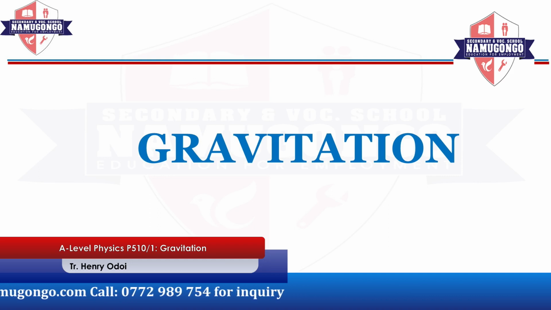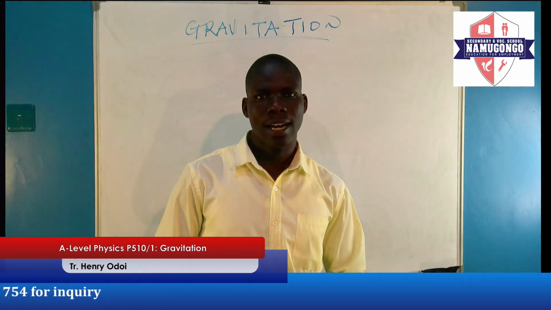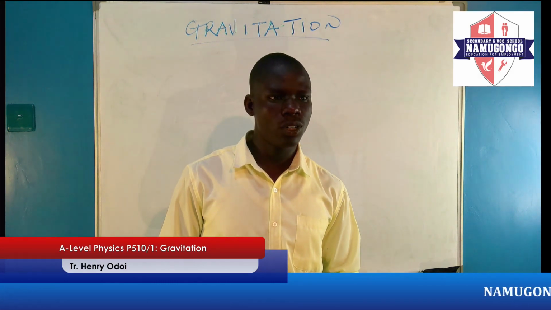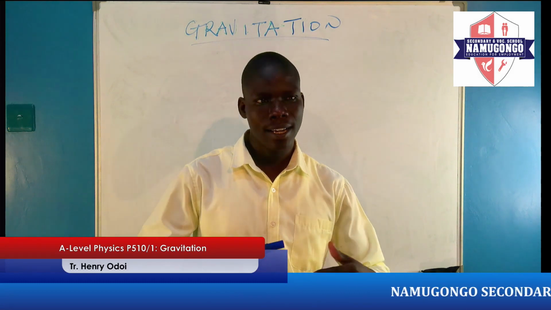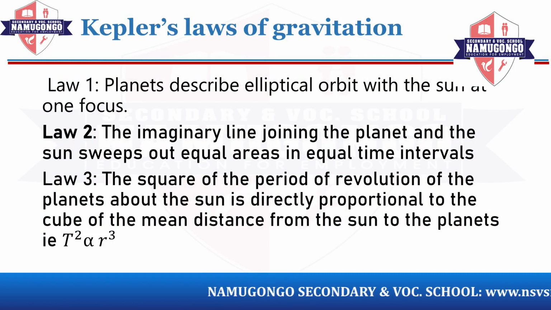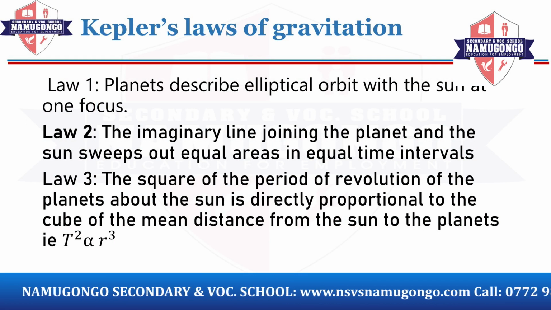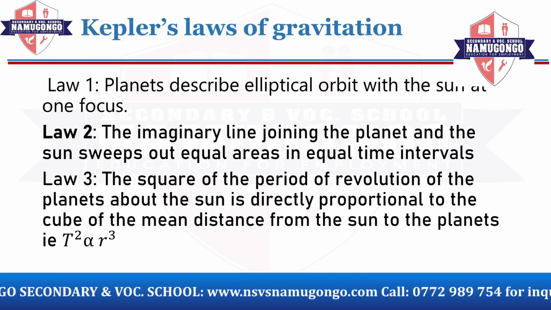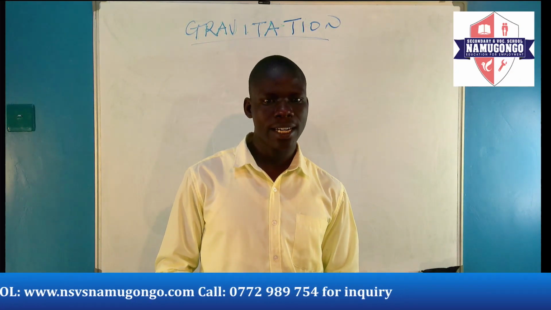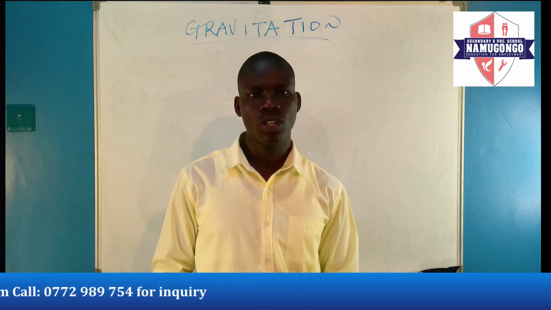Law 1 states that planets revolve around the sun in elliptical orbits with the sun at a point of focus. Law 2 states that the imaginary line joining the planet and the sun sweeps out equal area at equal time interval. And law 3 states that the square of the period of revolution of the planet about the sun is directly proportional to the cube of the mean distance from the sun to the planet.